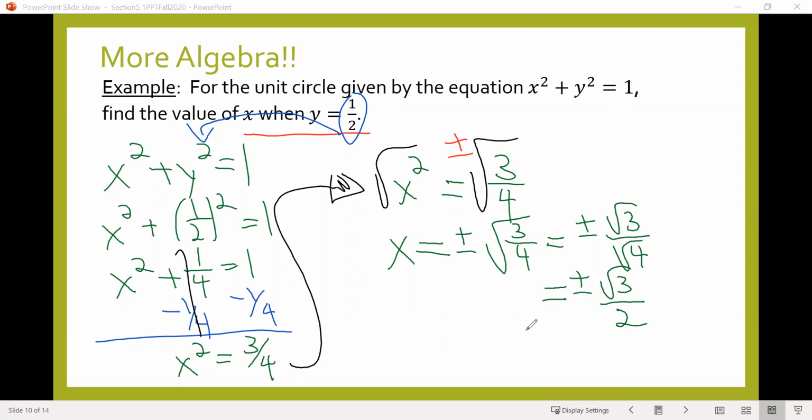I know the root 3 would give us a decimal, so I'm actually going to leave that for an exact answer here. And so it looks like our values of x when y is 1/2 would be positive or negative square root of 3 over 2. So it looks like there are two possibilities for what we could have.